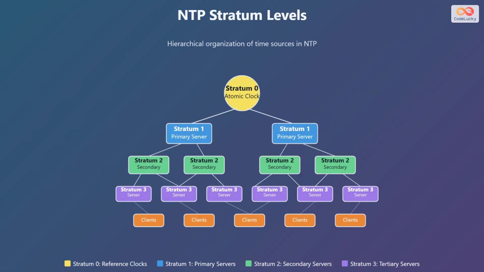NTP uses a hierarchical system of time sources known as Stratum Levels. Stratum 0 is the most accurate level and refers to reference clocks like atomic clocks. Stratum 1 servers are directly connected to these reference clocks and are considered primary servers. Stratum 2 servers receive their time from Stratum 1 servers and are secondary servers. This continues with Stratum 3 servers getting their time from Stratum 2 servers and so on. Each level provides time to the next, creating a reliable and distributed timekeeping system.